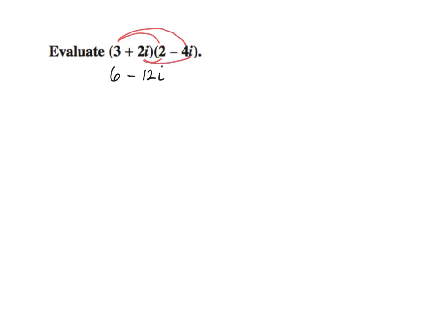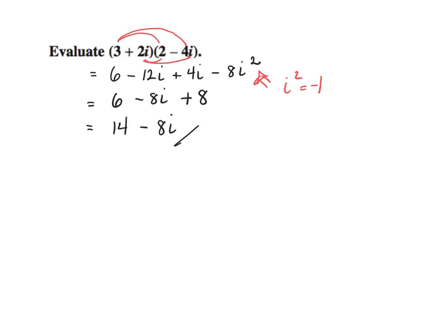So we've expanded the first, bringing in the second, I add on 4i minus 8i squared, and again I'm being hit with that i squared, and I know that that's going to change to negative 1. So I have 6. I've simplified the negative 12i plus 4i, and I know that negative 8 times negative 1 gives me this positive 8 right here. Adding my real coefficients, I have 14 minus 8i.